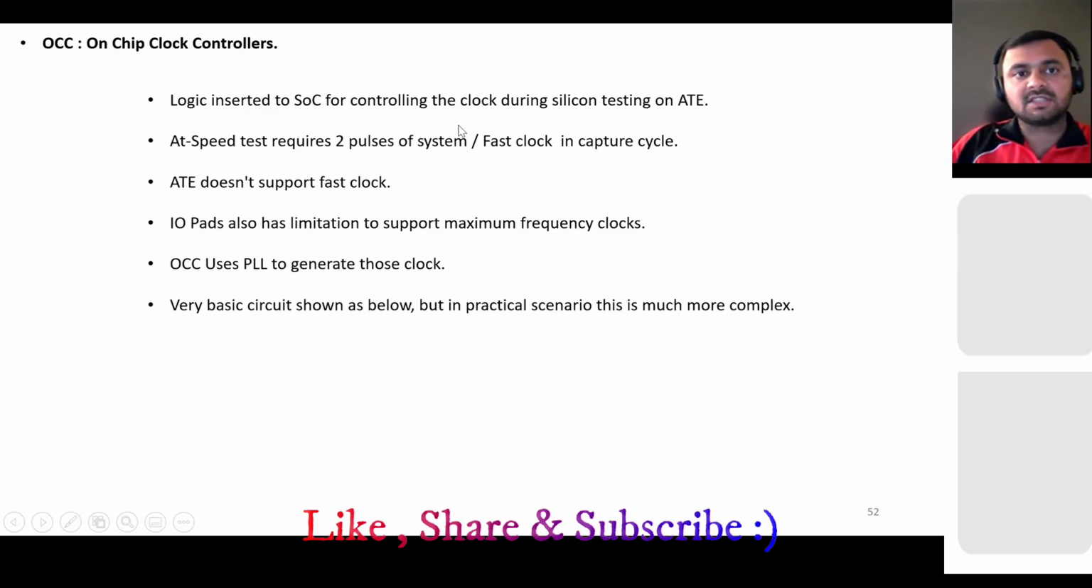You can see this logic is inserted into the SoC for controlling the clock during silicon testing on the ATE, because the ATE doesn't support a fast clock. We need some logic where we get the fast clock, because during capture of the faults we need the functional frequency. Ultimately, when your chip works, it will work on the functional, high speed clock, not on the slow test clock. The fast clock isn't supported by the ATE, but we need to test on the functional clock, so we need this on-chip clock controller. And for at-speed testing, we require at least 2 pulses, one for launch and one for capture.